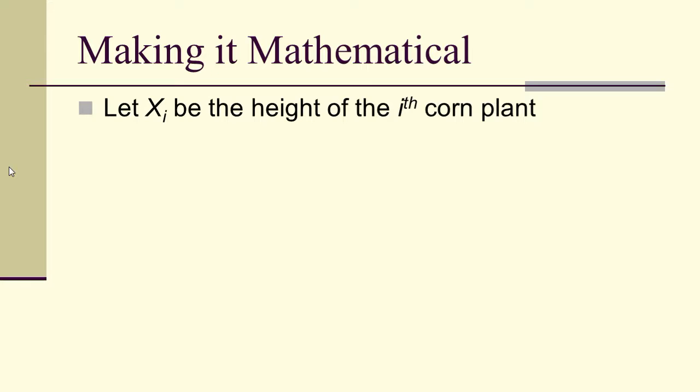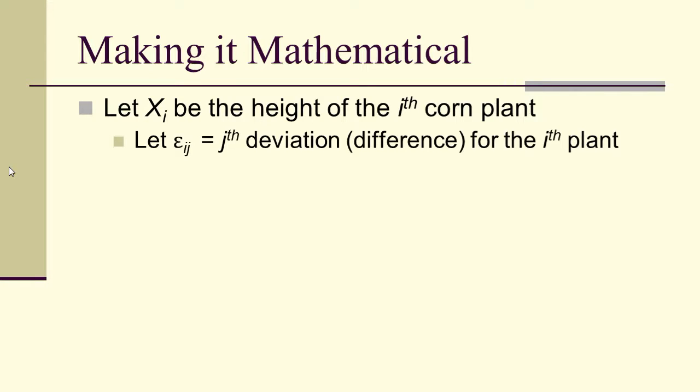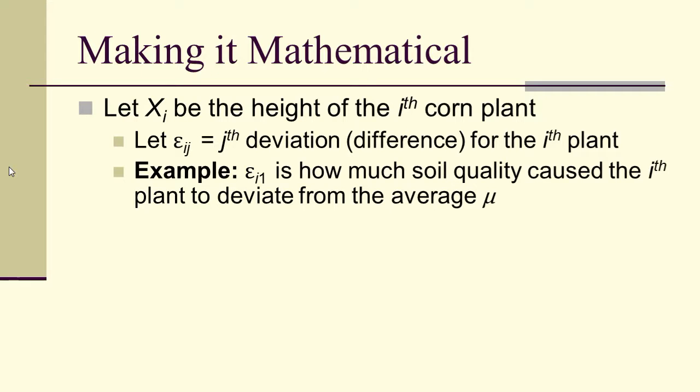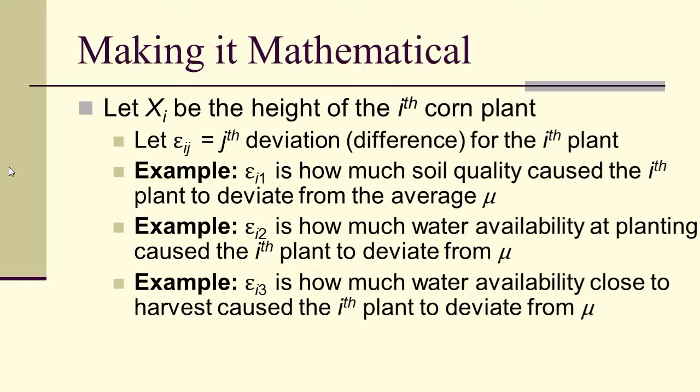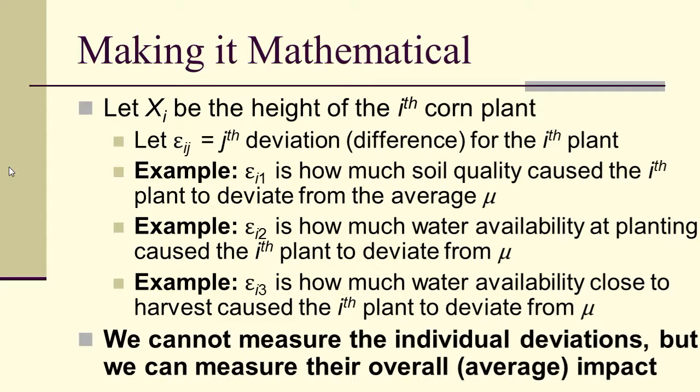So let x sub i be the height of the ith corn plant. Then epsilon sub ij would be the jth deviation or difference for the ith plant. So epsilon sub i1, for instance, could be how much soil quality caused the ith plant to deviate from the average mu. Epsilon sub i2 for all the i plants could be how much the water availability at planting caused the ith plant to deviate from mu. Epsilon sub i3, how much water availability close to harvest caused the ith plant to deviate from mu. You can see here a huge number of possible sources of these small variations.